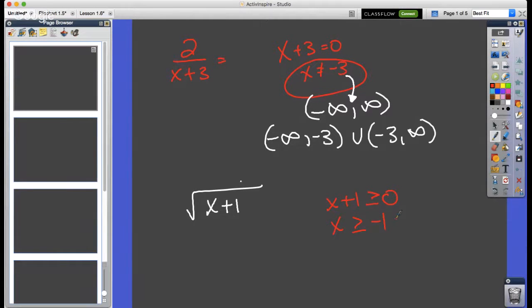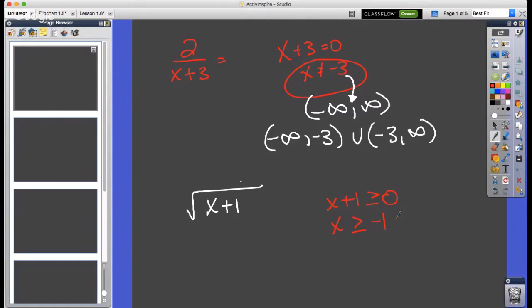Now with this one, I like this one better. It's a little easier for me. If I set x plus 1 greater than or equal to 0. But what do you do with the square root? All we're doing is saying that we can't have a negative inside of a square root, right? Okay, I can't because it'd be imaginary. So we set whatever's inside greater than or equal to 0, to where when we subtract, x is greater than or equal to -1.